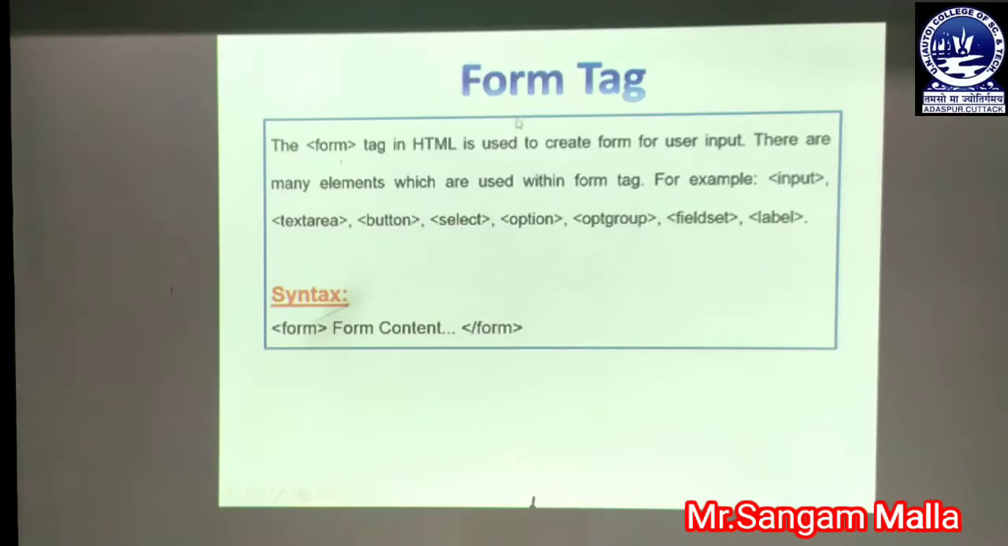So, the HTML form tag. The form tag in HTML is used to create a form for user input. That means the form tag in HTML allows the user to input through the form. Whenever the user wants to create a form, they can use the form tag in HTML. With the help of the form tag, they can take the user input by creating the form. There are many elements which are used within the form tag. That means a single form tag is not enough to get the user input. A lot of elements are combined with the form tag to increase its capability, or to create the form through which the user can input their data and it will be stored.